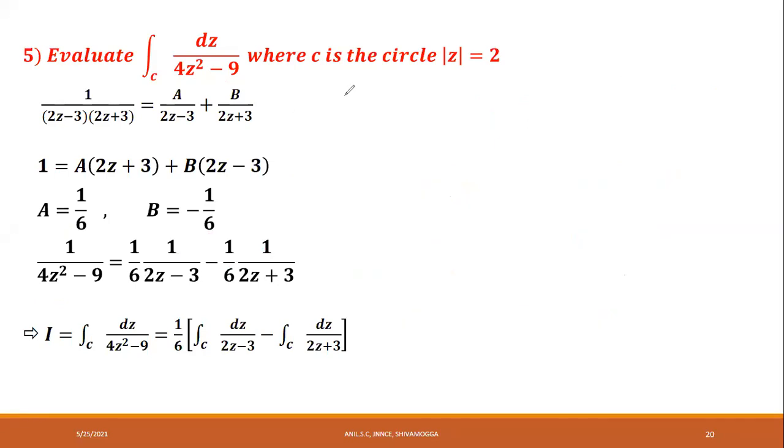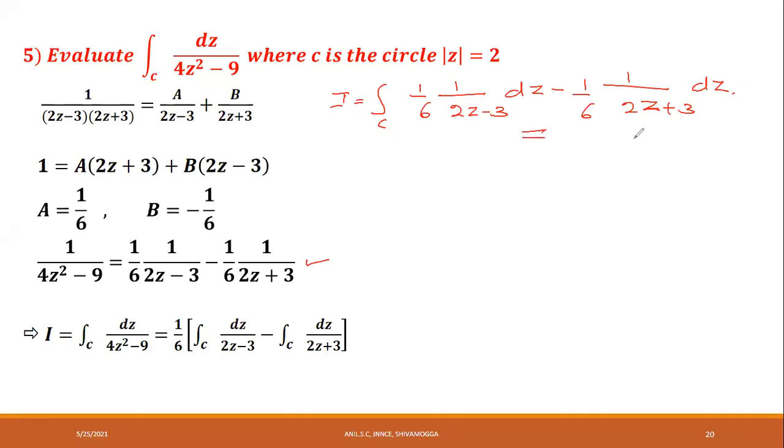Therefore, I is equal to the integral over c of 1 over 4z square minus 9, which is 1 by 6 into 1 divided by 2z minus 3 into dz minus 1 by 6 into 1 divided by 2z plus 3 into dz. This is the given integral. Let it be equation number 1.